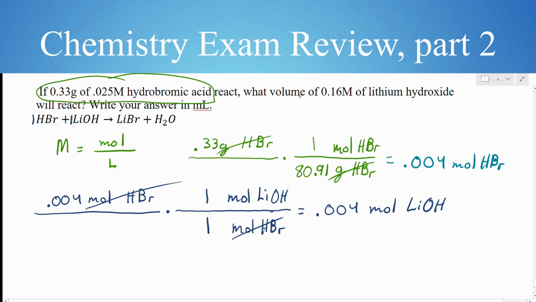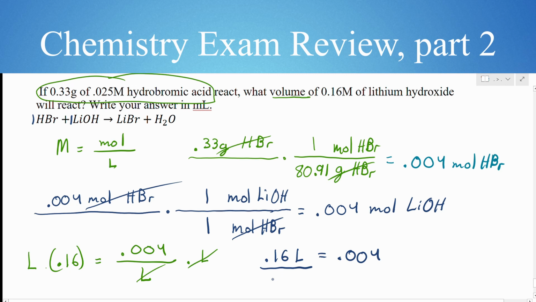Now we want to find the volume of the base that reacted. And so we know that using this equation, we can find the volume, okay? And so we can plug in the values we know. We know the molarity, which is 0.16, and that will be equal to the moles, so 0.004, divided by the liters, which is unknown, so we'll just keep it as L. From here, we can multiply both sides by L, okay, to cancel out L on the right side. And so here we have this equation. Now we can divide both sides by 0.16 to get our answer.